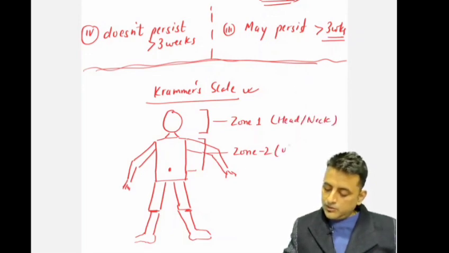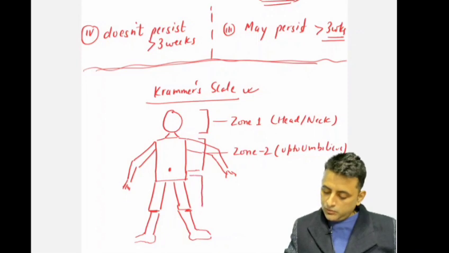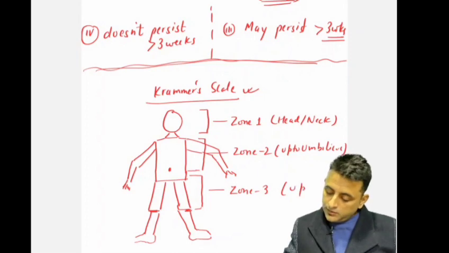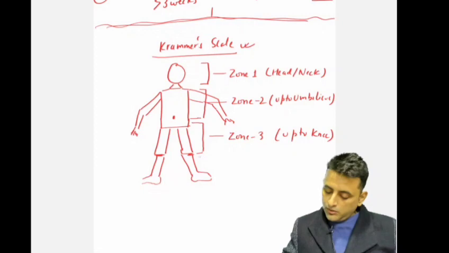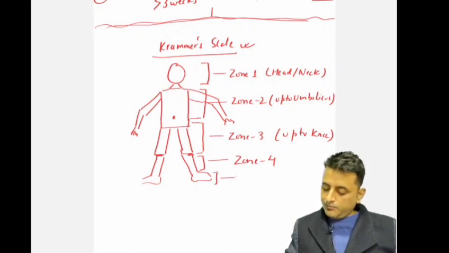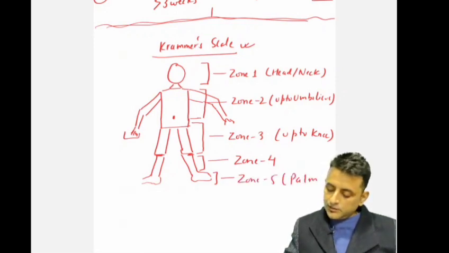Okay, so up to umbilicus is zone 2, and zone 3 is up to the level of knee. Then up to the level of ankle, this is zone 4, and palms and soles is zone 5. This is palms and soles.